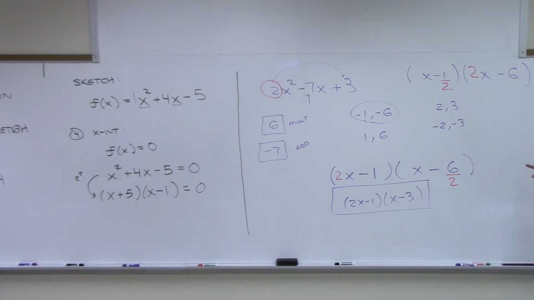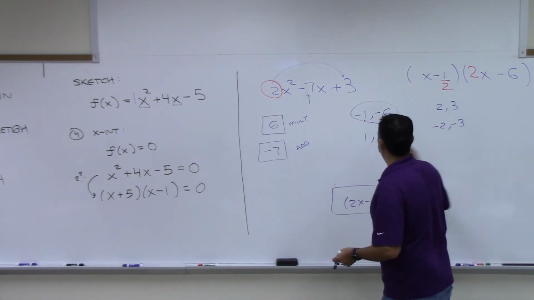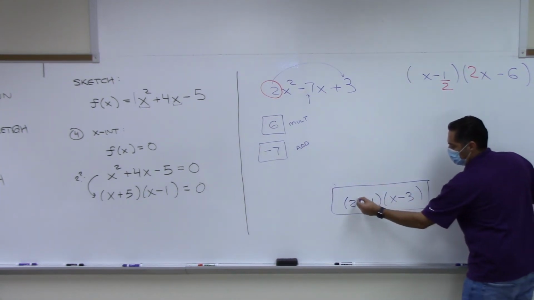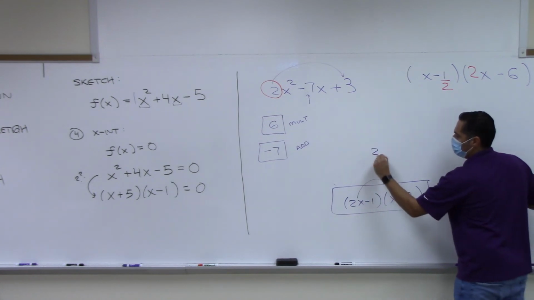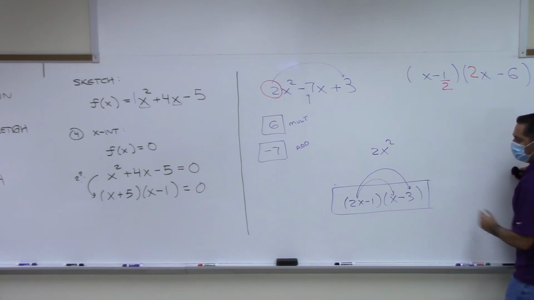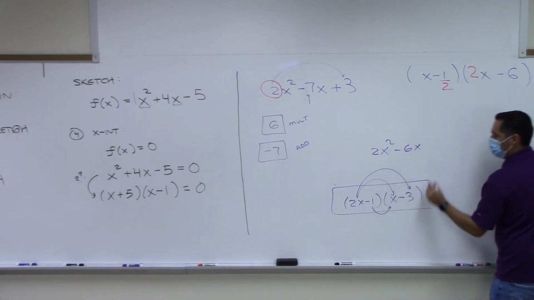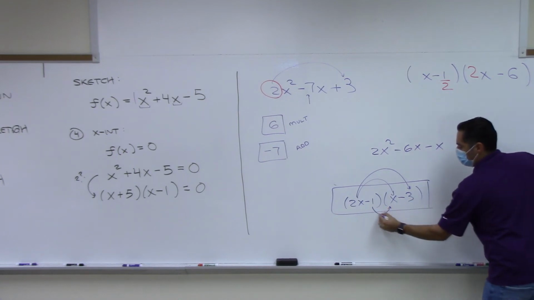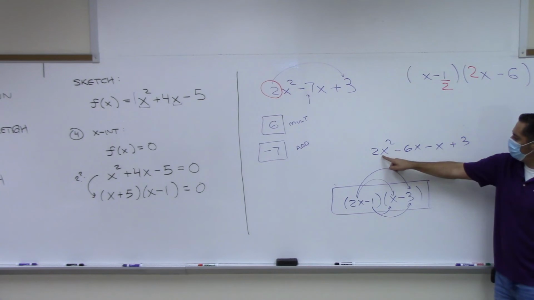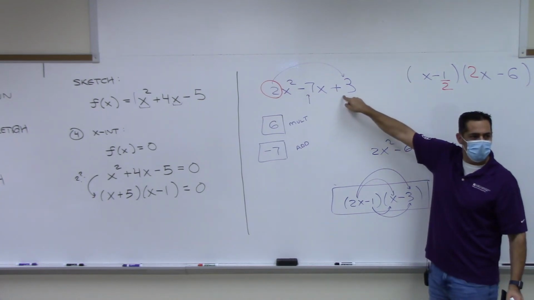Okay, that makes sense? Should I prove to you that this works or no? Look, just in case you don't believe it, here to here gives you 2x squared, right? Here to here gives you what? Negative 6x. Here to here gives you negative x, and here to here gives you positive 3. And if you put those together, you'll get 2x squared, minus 7x plus 3, right?